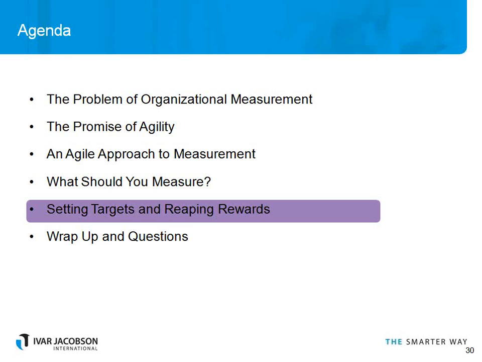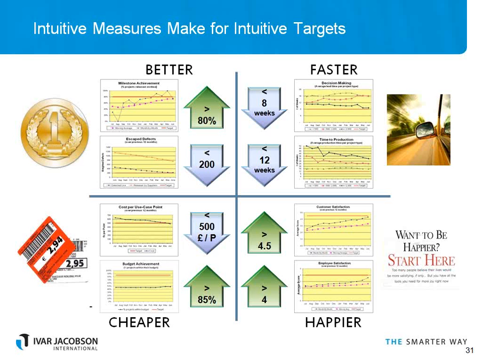So once we've identified some of these things, how do we set our targets? How do we get going? Now the key thing about the target setting is that if you have intuitive measures with obvious trends, with only 1 or 2 lines to track, it's very easy to set targets.